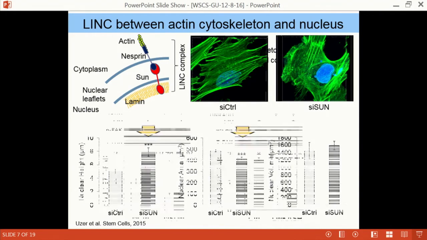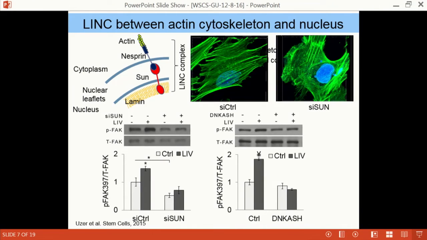So when we look at cells without a functional LINC complex, what we have found is that in the absence of the LINC complex, there was no activation of mechanosensitive pathways. We did this for siSUN-treated cells and also dominant-negative KASH-treated cells, which disrupts the binding complex between SUN and nesprin, so effectively doing the same thing.